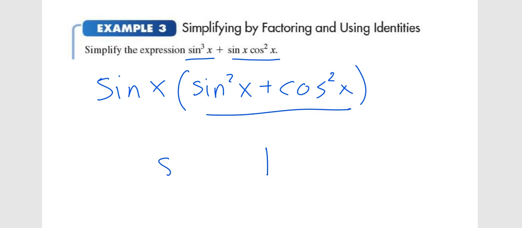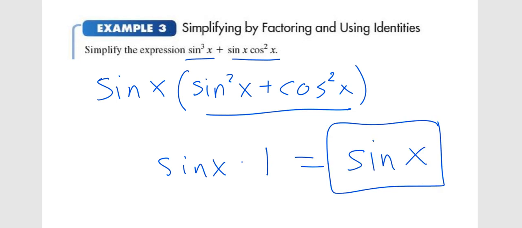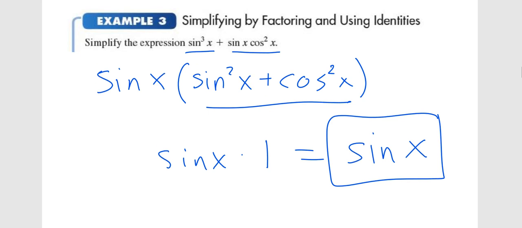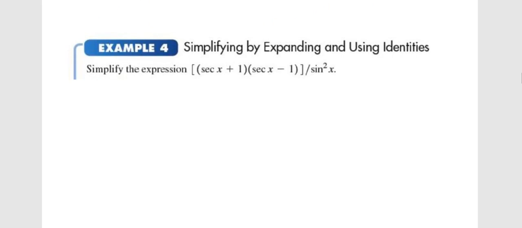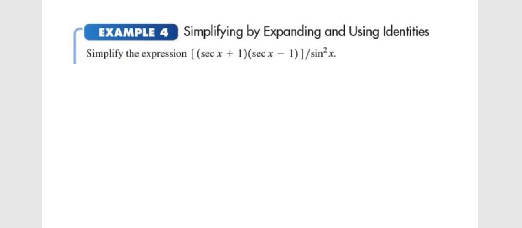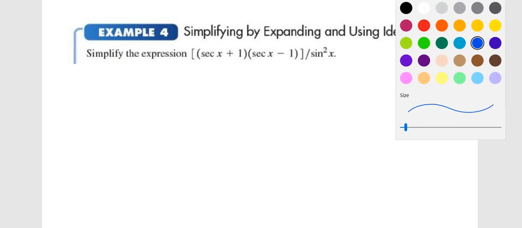1. Okay, so this was sine x times 1, which is plain old sine x. The Pythagorean identity led you to do the substitution and get 1. I hope that you saw that and were able to do that, since that wasn't too bad of a question. Now, I don't like the way they've written this, so I'm going to write it a different way.